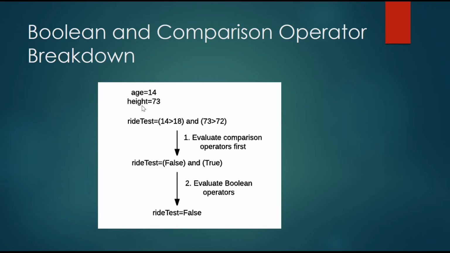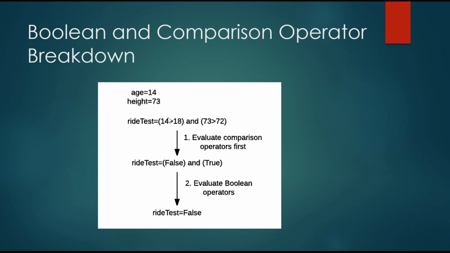All right, so let's take a look at this example. So age is 14 and height is 73. So we were checking if 14 is greater than 18, or age is greater than 18, and height is greater than 72. So these both need to be true in order for the ride test to be true.